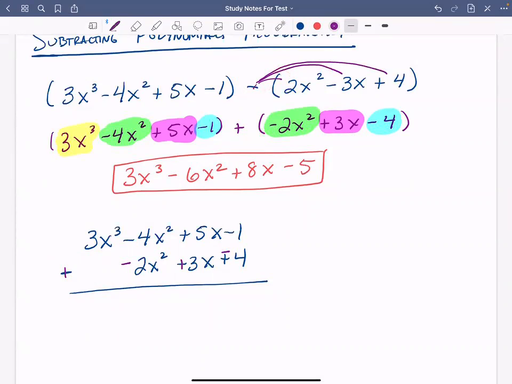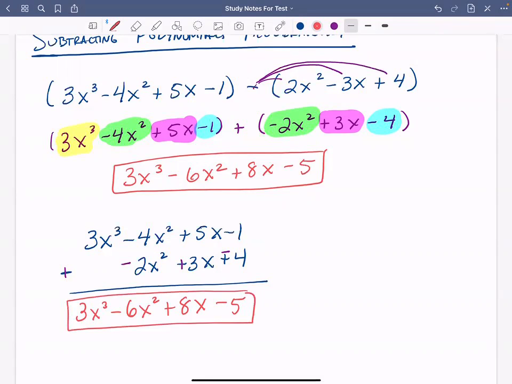Now I can add straight down vertically with like terms, like we've done previously with adding, because now it does say addition. So 3x cubed, there's nothing to match it with. We get 3x cubed. Negative 4x squared minus 2x squared is negative 6x squared. 5x plus 3x gives us a positive 8x. And then negative 1, and now we're adding it to a negative 4, gives us a negative 5. So here's our solution, and you can see again that regardless of which way we use, horizontal or vertical, when we subtract, we should get the same answer.